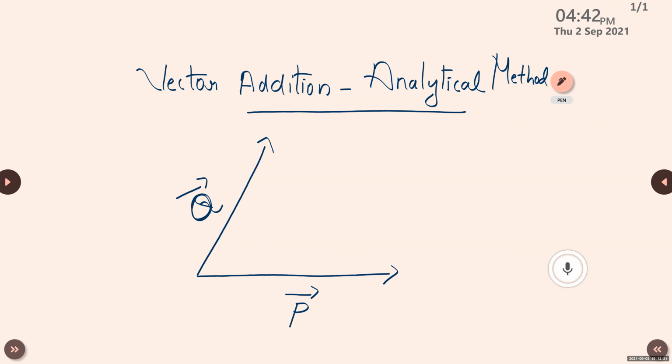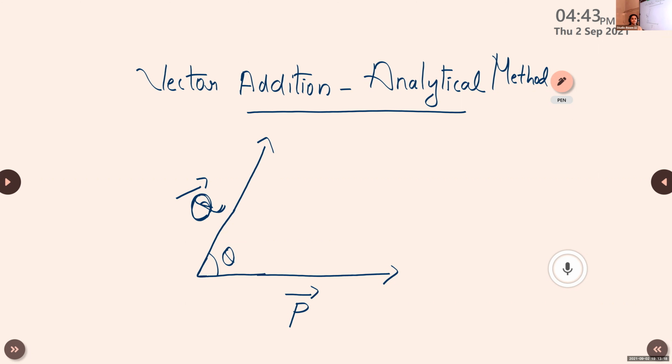Ma'am, can you show the definition again? Okay, consider two vectors, vector P and vector Q, with magnitudes P and Q respectively, such that they are inclined at an angle theta.